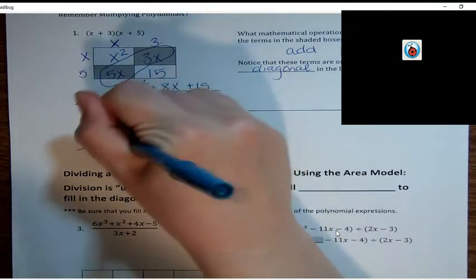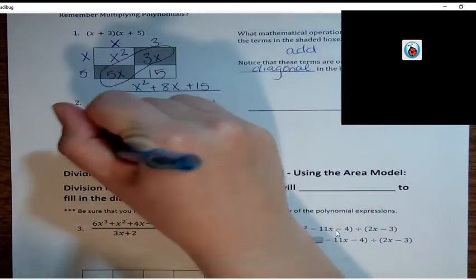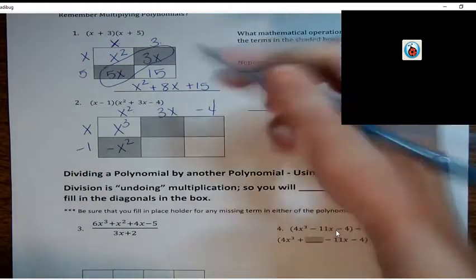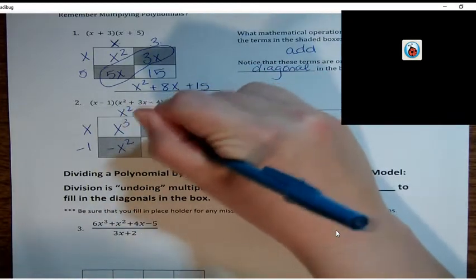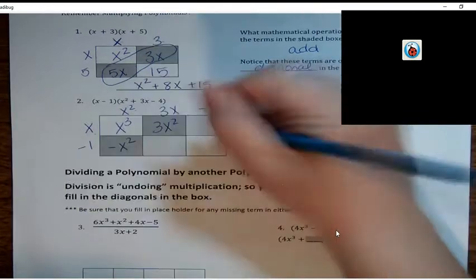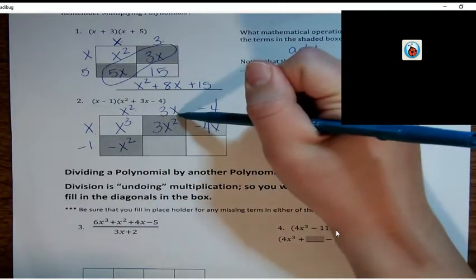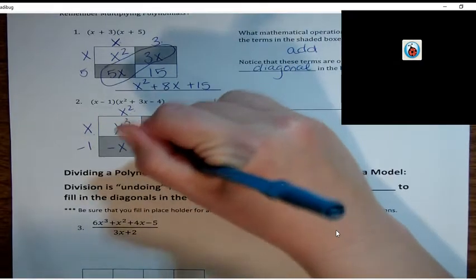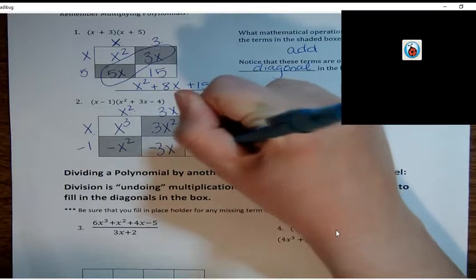Multiply to get x cubed. X squared and -1 to get negative x squared. 3x and x to get 3x squared. -4 and x to get -4x. 3x and -1 to get -3x. And -4 and -1 to get +4.